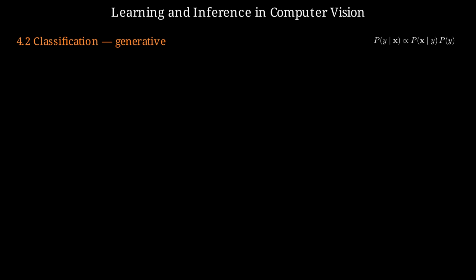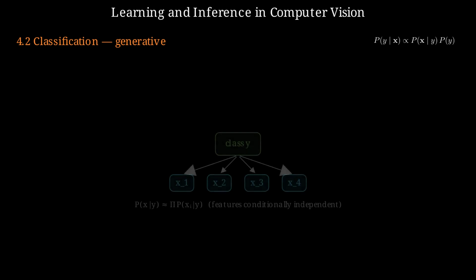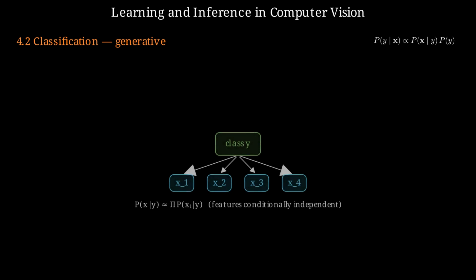Naive Bayes pushes the generative factorization further. P of x given y equals the product over features of P of xj given y, treating features as conditionally independent given the class. In vision, features might be individual pixel colors or filter responses. The independence assumption is rarely true. Neighboring pixels are correlated, yet naive Bayes can work well for spam filtering, document classification, and crude color-based detectors. It trains quickly, needs few examples per class, and handles high-dimensional inputs gracefully.